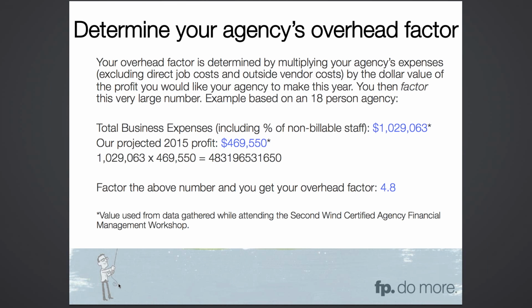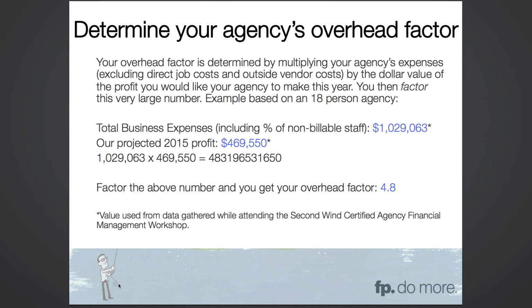Now, what I did to get these numbers is I actually looked at some survey results from Second Wind to look at the total salary of the average 18-person agency in America, and then I took that number, took some of those individuals off of that and added their salaries to the expenses. I also took the average expenses for the average 18-person agency in America. So that's a very real number, including a percentage of non-billable staff.